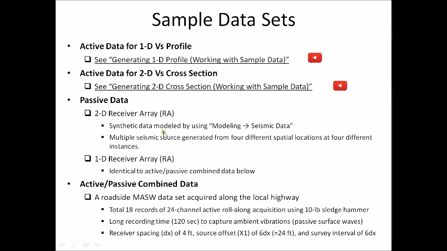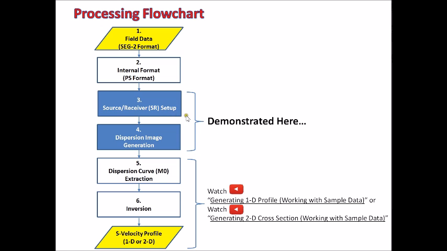In theory, both 1D and 2D receiver arrays can be used for passive survey, but the passive survey using 1D receiver array is identical to this active-passive combined survey. This particular video tutorial will cover these two steps of data processing, and the remaining steps are already demonstrated in these two separate video tutorials.